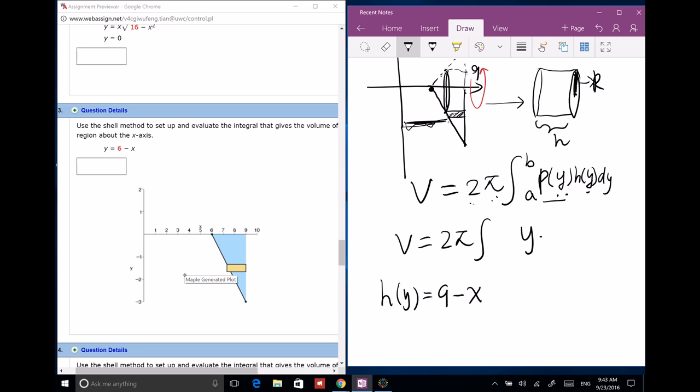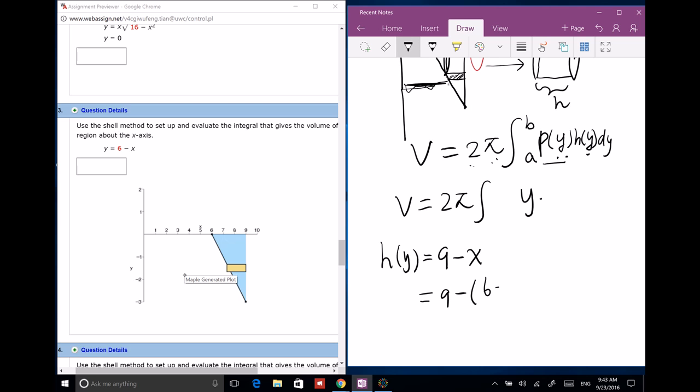But we have to change the x into y. So it's 9 minus x equals y, x equals 6 minus y, so it equals 3 plus y. Okay? It's going to be 3 plus y here, and dy.